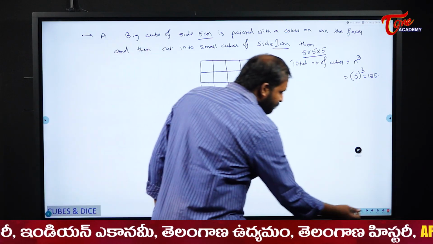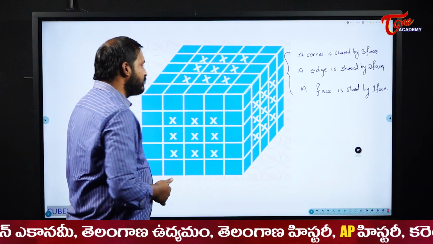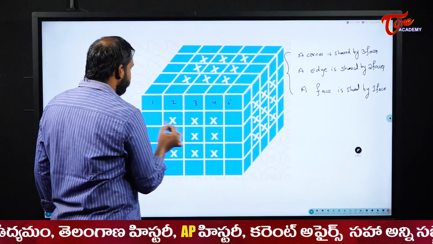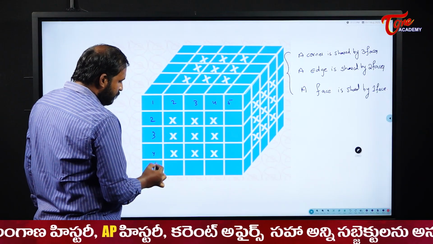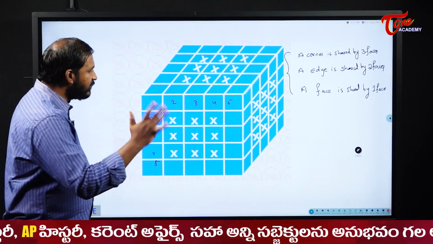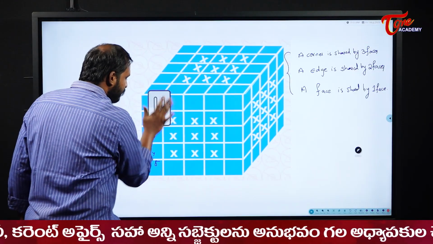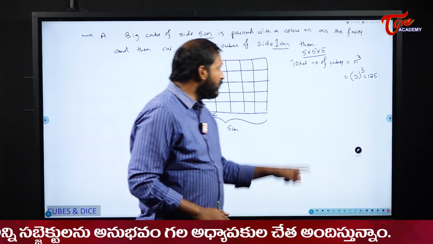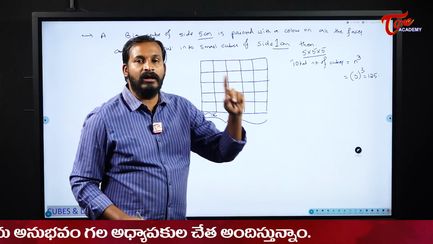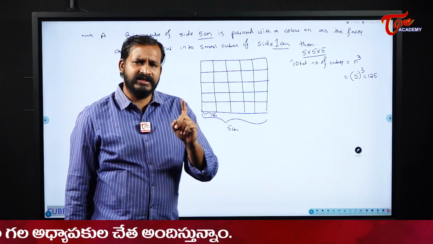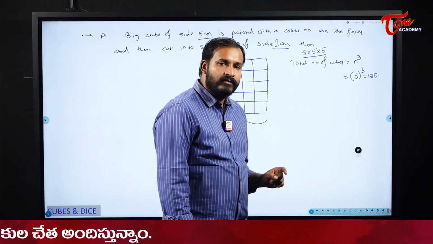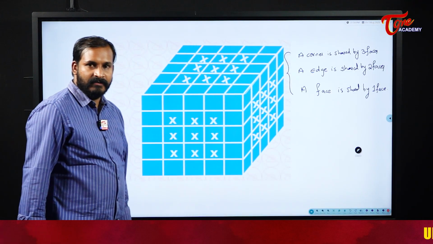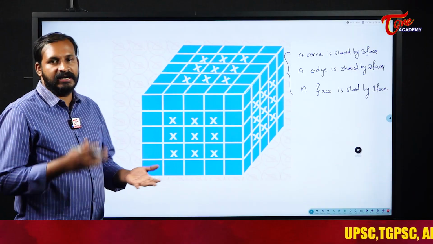Now, assume this is the 3-dimensional figure of that one. See 1, 2, 3, 4, 5. Right? This is the 3-dimensional assumption of that cutting. Now, before cutting the figure, what have we done? We have colored all the faces with a single color. Now please observe here. First I painted it and then I cut it.